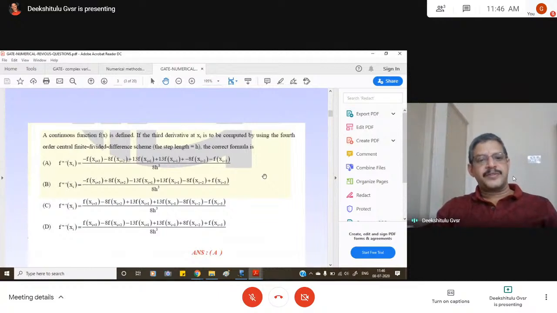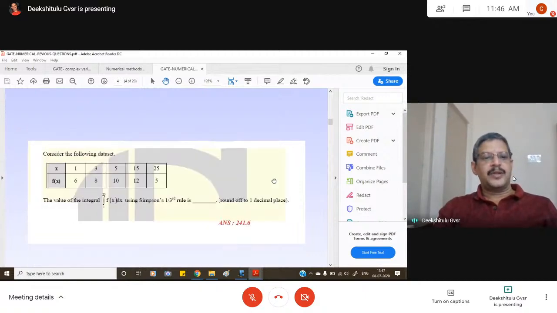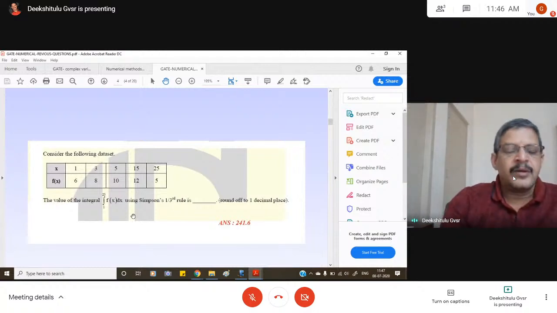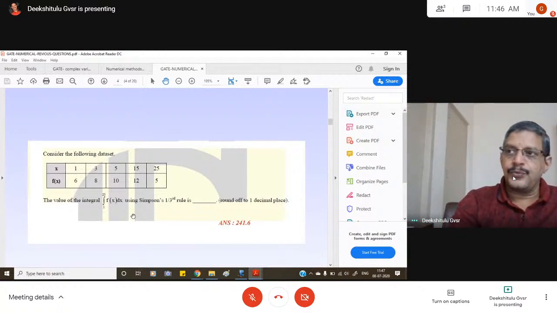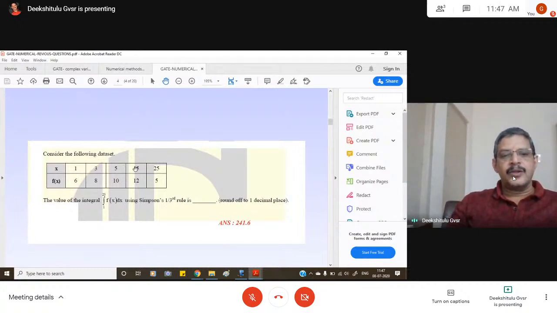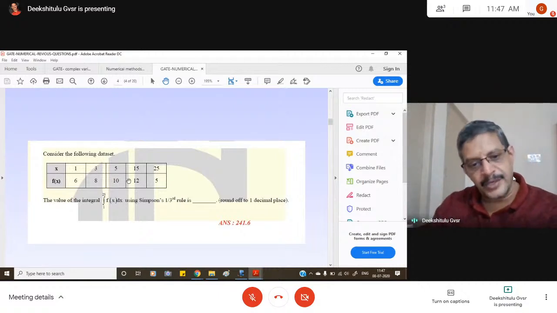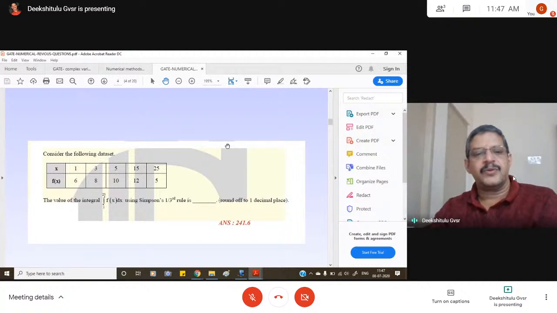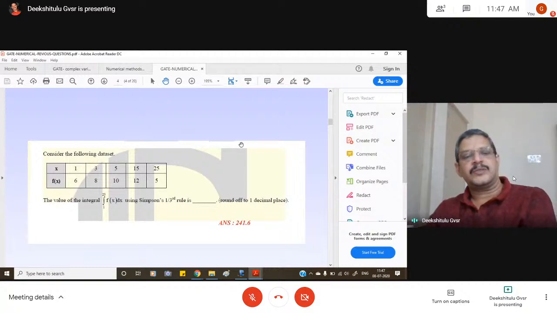A continuous function f(x) is defined, and if the third derivative is to be computed, because that is interpolation, we don't have that. Yes. The value of the integral from 0 to 1.25 of f(x) dx using Simpson's 1/3 rule. The 1/3 rule means we have an even number of subintervals. How many do we have here? 1, 2, 3, 4. The rule is very much given to you. You take 4 into (y2 + y4) plus 2 into (y3 + y5), and you get this value of 241.6.